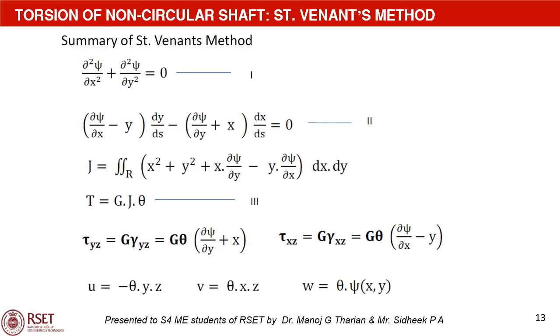After getting the value of the Saint-Venant's torsion constant J, the angle of twist per unit length, that is theta, can be found out using the expression T is equal to G into J into theta. Knowing the warping function psi, we can calculate the shear stress components tau yz and tau xz using the expressions tau yz is equal to G theta into dou psi by dou y plus x and tau xz is equal to G theta into dou psi by dou x minus y.